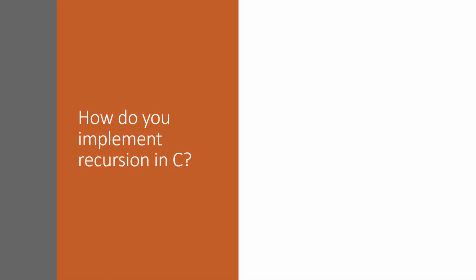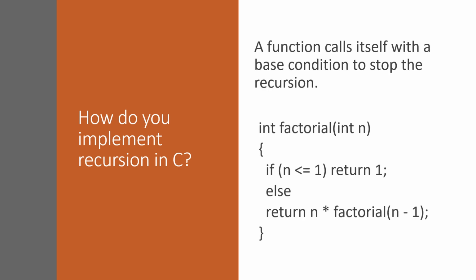How do you implement recursion in C? Recursive functions are those which are able to call themselves. So a function calls itself with a base condition to stop the recursion. For example, a very classic example is factorial. Integer factorial integer n is going to return an integer. It is going to accept n as an integer parameter. So if n is less than or equal to 1, return 1, else return n multiplied by factorial n minus 1.